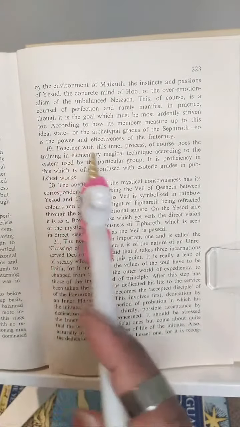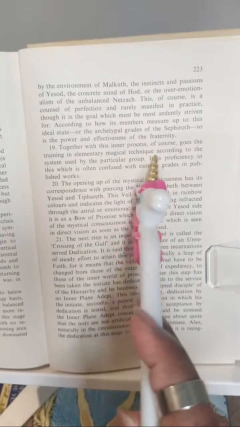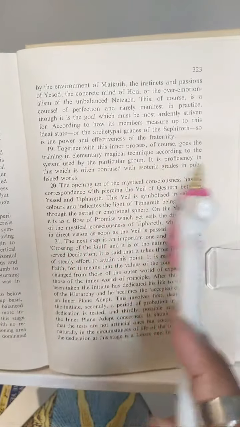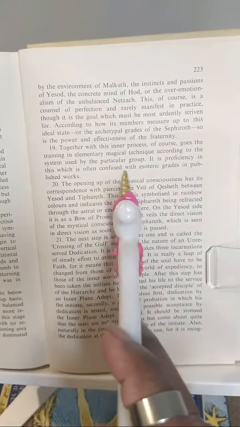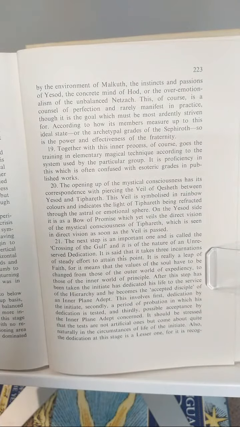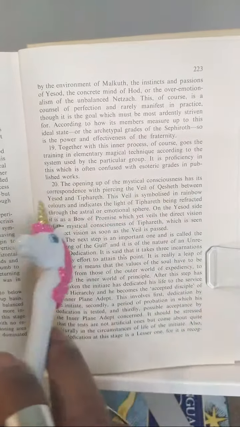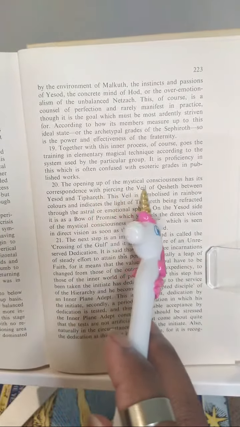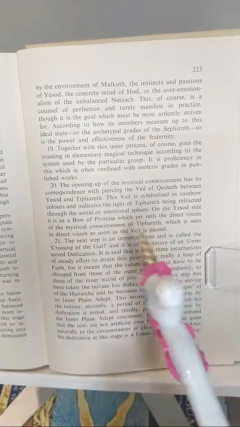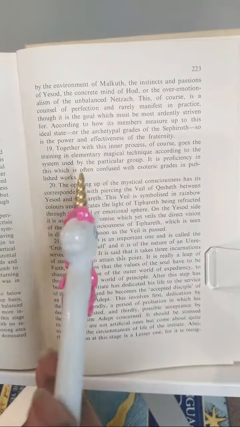19. Together with this inner process, of course, goes the training in elementary magical technique according to the system used by the particular group. It is proficiency in this which is often confused with esoteric grades in published works. 20. The opening up of the mystical consciousness has its correspondence with the piercing of the veil of Kesheth. That's what it's called. So yeah, the lower veil is called the veil of Kesheth. And that's the one between Yesod and Tifereth.